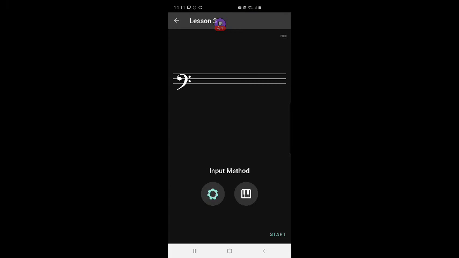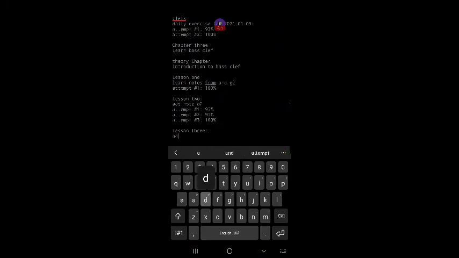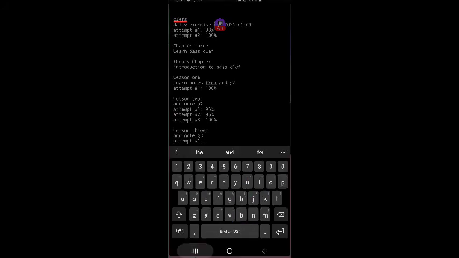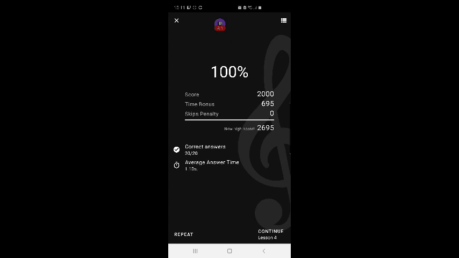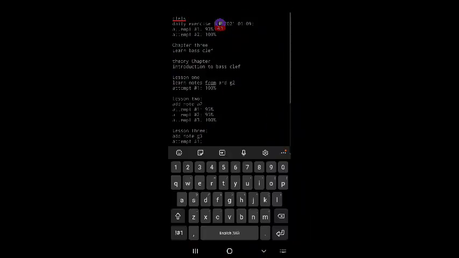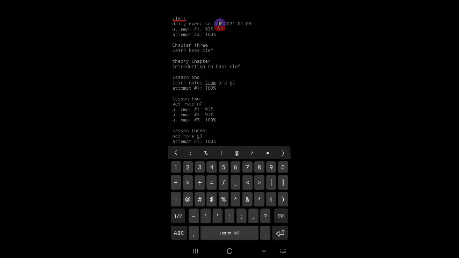Add note G3. Attempt number one. Okay, and go. Percent, just as it should be. Okay, so that's what we did.